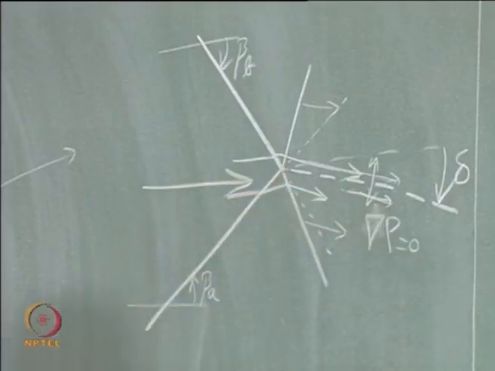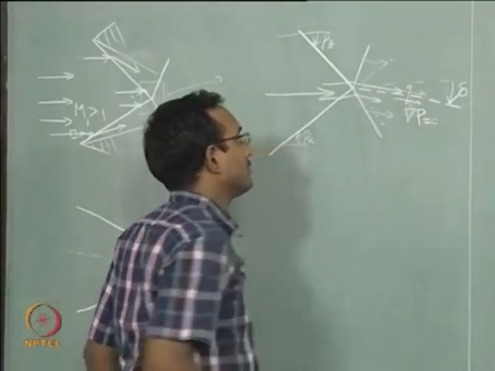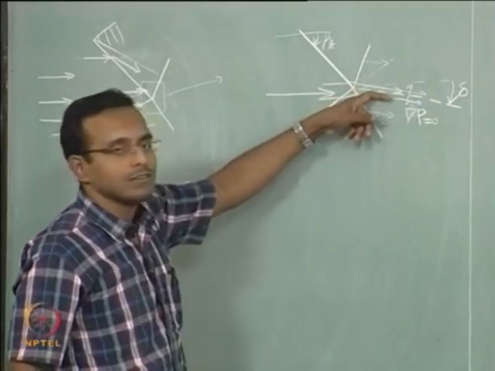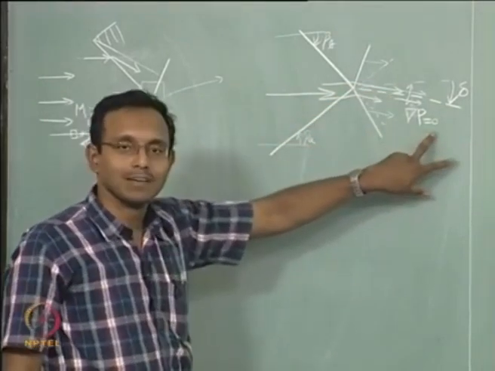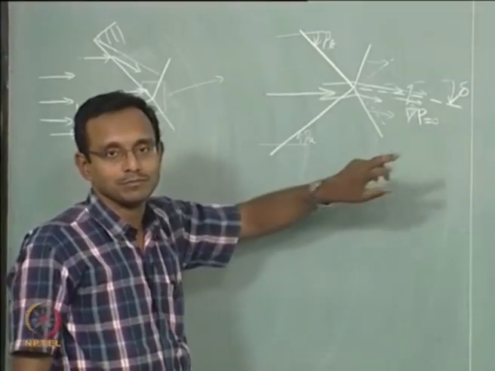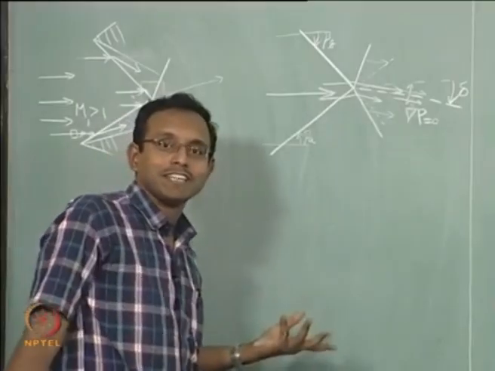We will give a name for it later, but as of now I am just going to say that the streamlines are supposed to satisfy this particular condition, del P equal to 0. That is, the gradient of pressure across that is 0. What will happen if there is any pressure?